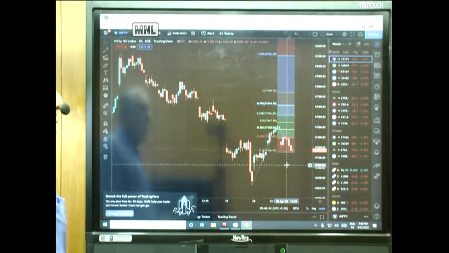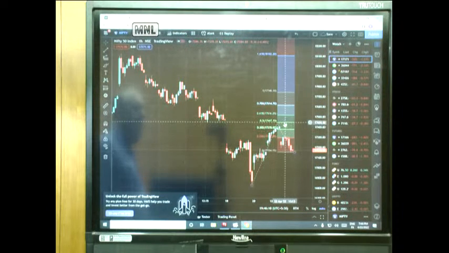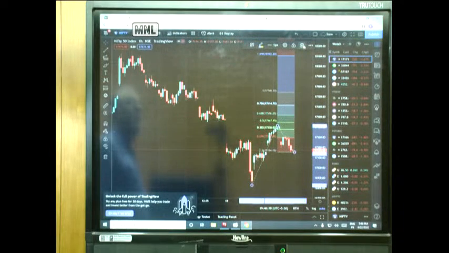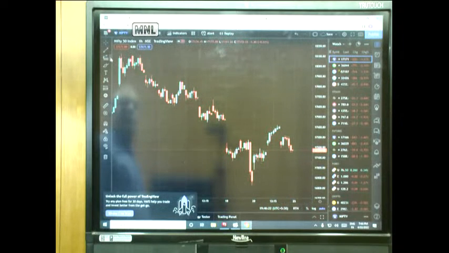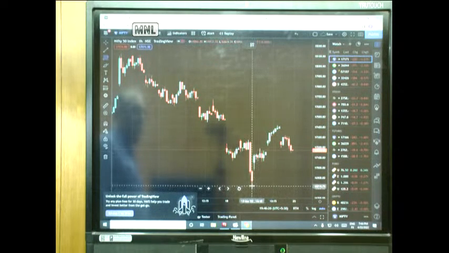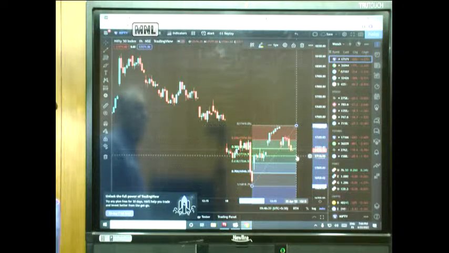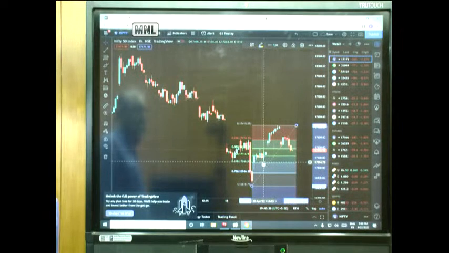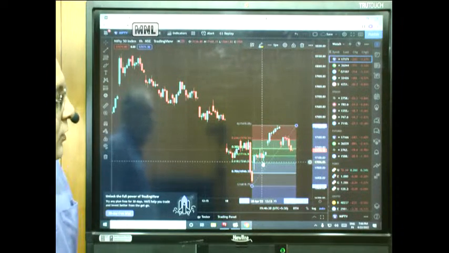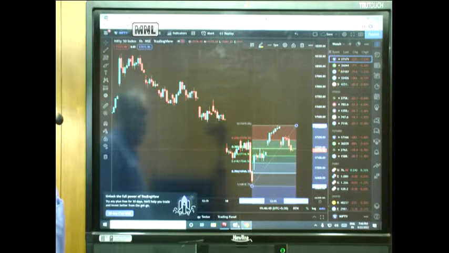So where are the other places that it can come? We'll look at the Fibonacci retracements for this entire move. 17,116, then 17,046. So this is the place. So what we expect there from this is 17,000.